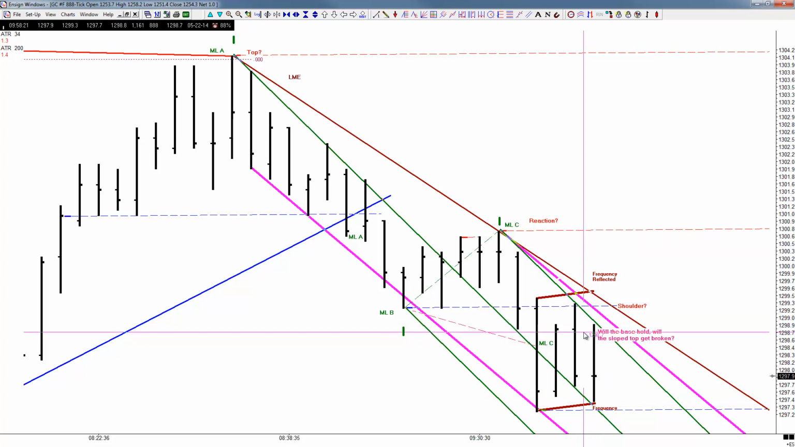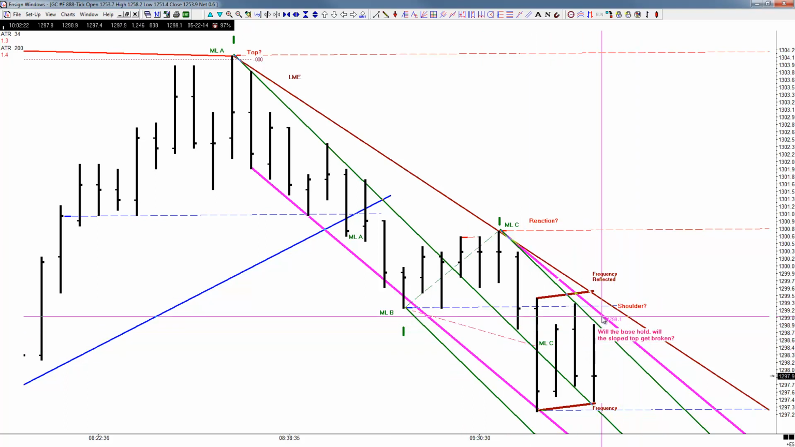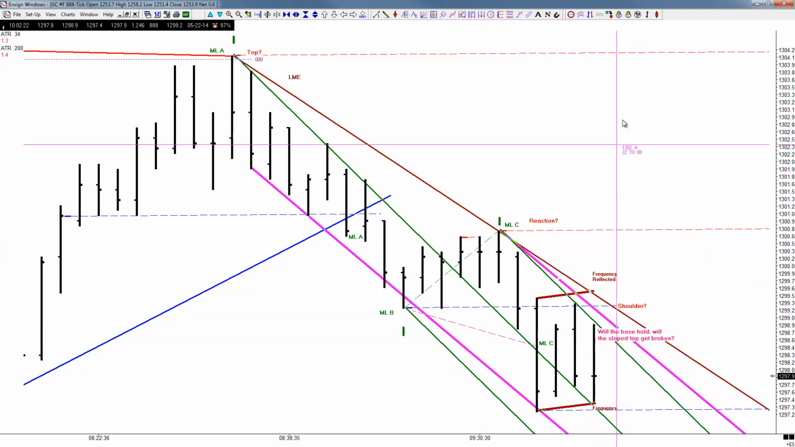Okay, it looks like something is going to happen here. Now I don't want much, or I'm going to get busted. If this top gets taken out, I'm probably going to get busted. But I can slow down a little bit here because we've got a little bit of an impulse move either to the side or even with a little bit of an upside bias.